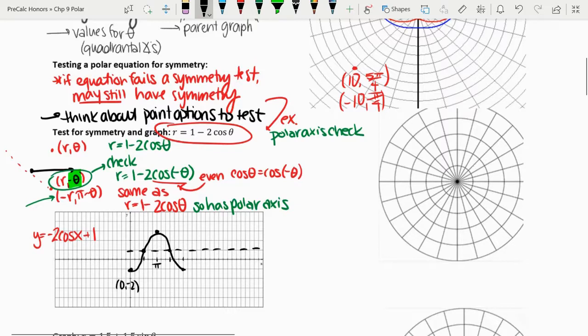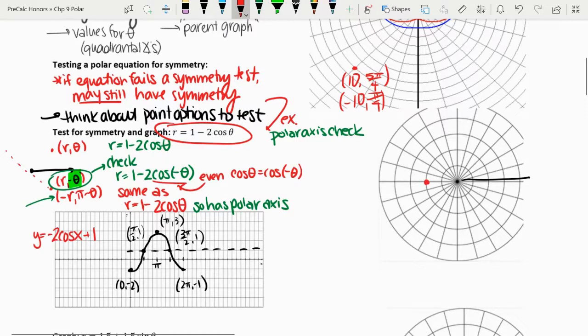I'll label them here. Pi over 2, 1. This is pi, 3. This is 3 pi over 2, 1. This is 2 pi, negative 1. Now remember, the points are switched in the polar grid. So theta comes second, but these are my values. So at 0 degrees or 0 radians, my value is negative 2. So 0 would be here. I'm going to be over at negative 2 on my polar grid.